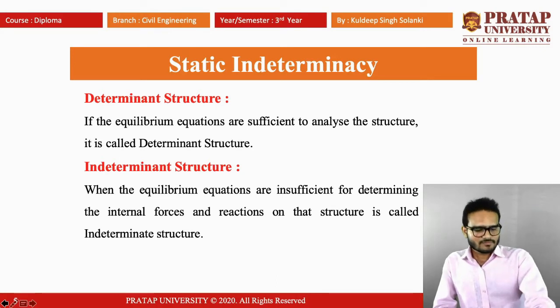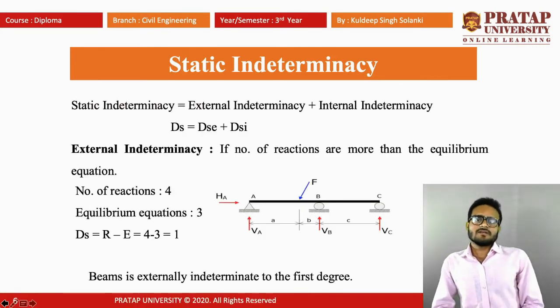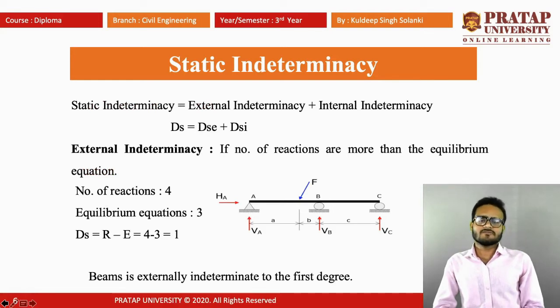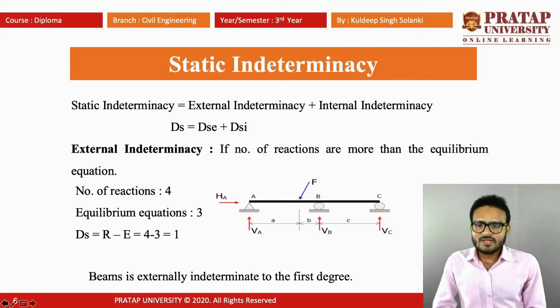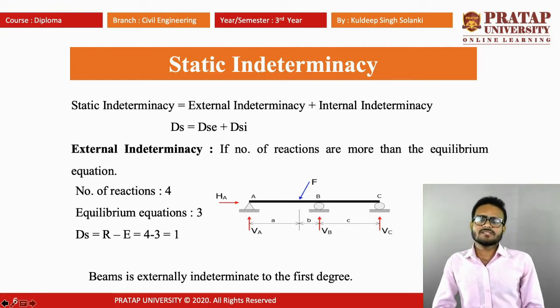Okay, the static indeterminacy is divided into two parts. First is external indeterminacy, second is internal indeterminacy. Static indeterminacy is denoted by Ds, external indeterminacy is denoted by Dse, and internal indeterminacy is denoted by Dsi. Okay, and we study these separately, external indeterminacy and internal indeterminacy.